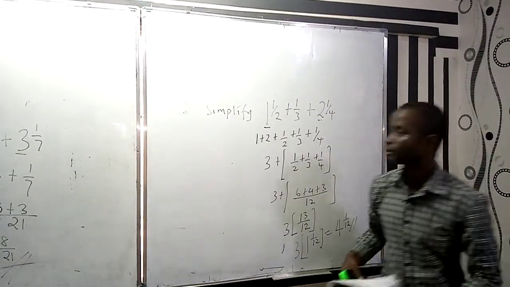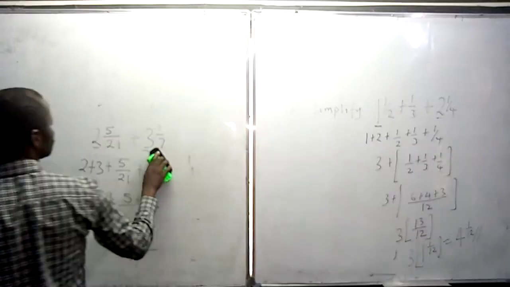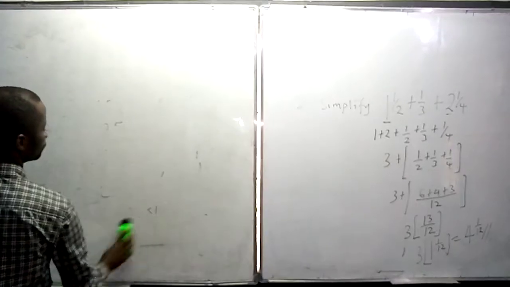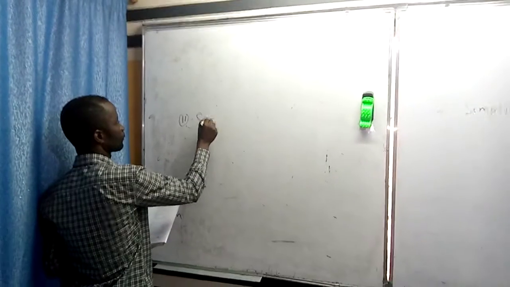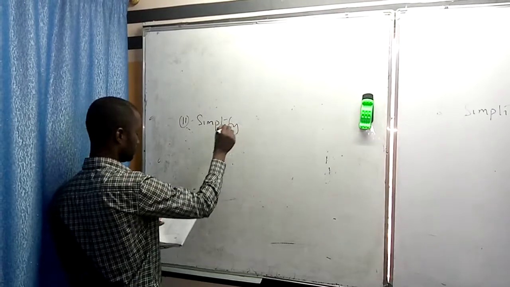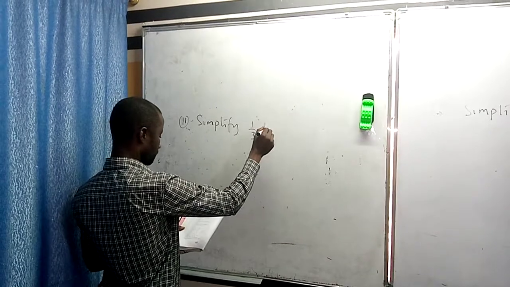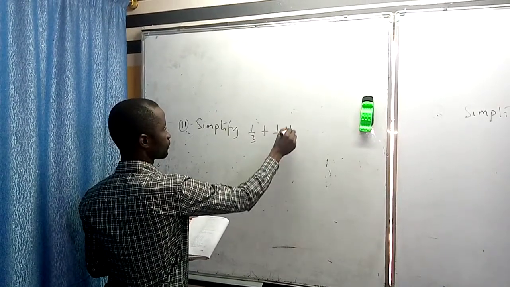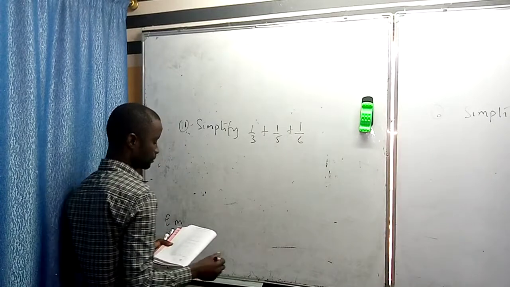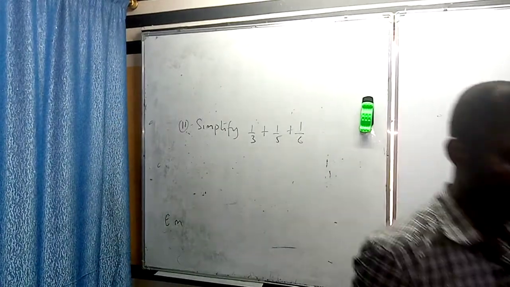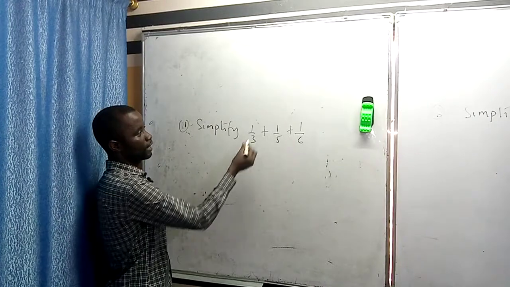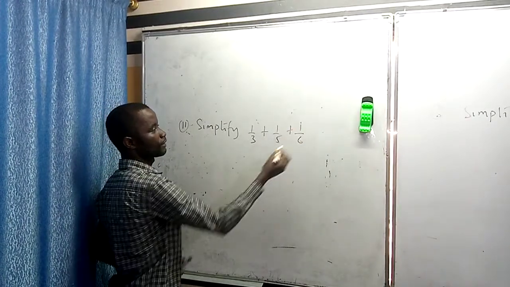Now, let's get more questions from our book. Number 11. Simplify 1 over 3 plus 1 over 5 plus 1 over 6. Now we have 1 over 3 plus 1 over 5 plus 1 over 6.